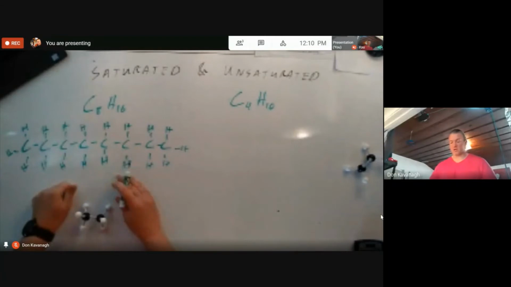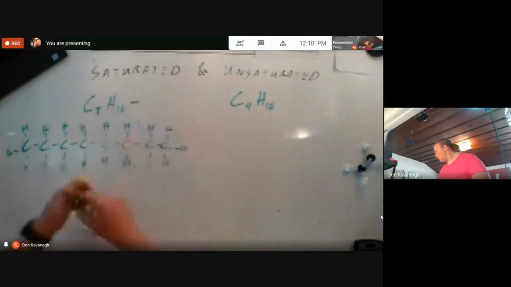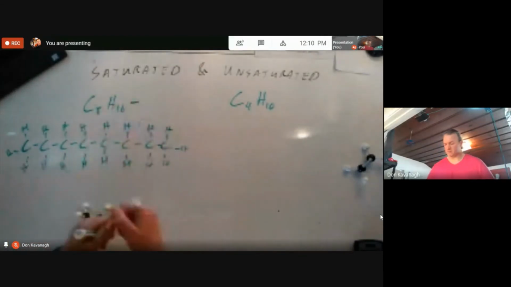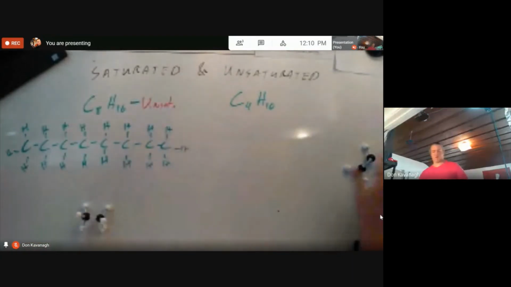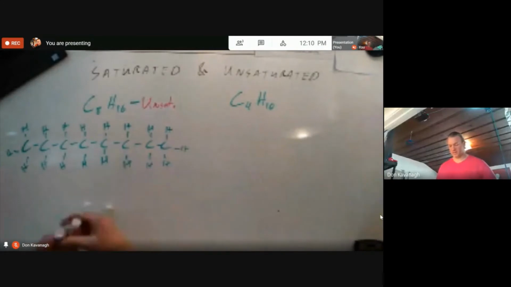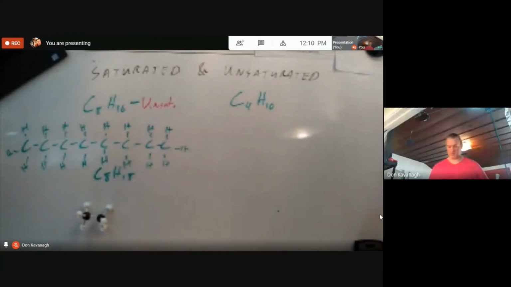So this is an unsaturated molecule. I'm just going to write unsat, because this right here is C8H18. They don't match.